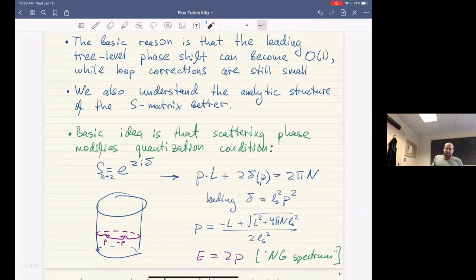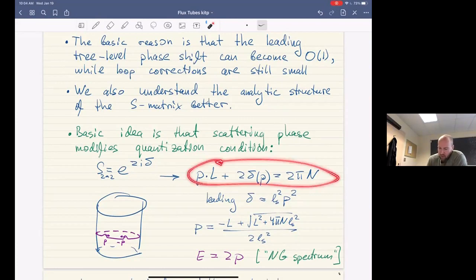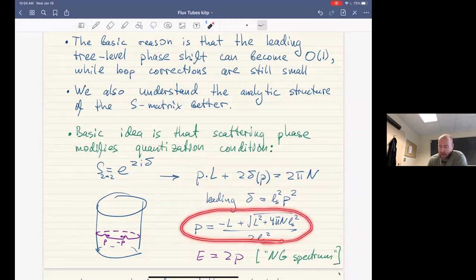So the basic idea of how you go from the S-matrix in infinite volume to the finite volume spectrum is that the scattering phase modifies the quantization condition that the wave function on the circle should satisfy. Let's consider a state on this string where we have two Goldstones, say one moving to the left and one moving to the right, just for example. So in free theory, momenta would have to satisfy the condition that P times L is 2 pi n, right? But if there is some scattering phase, it modifies this quantization condition. So now the leading tree-level delta is L squared times P squared, quadratic in momenta. And if we now solve this equation for momentum, we get the square root formula, okay? And this is what is referred to in the literature as the Nambu-Goto effect, basically.